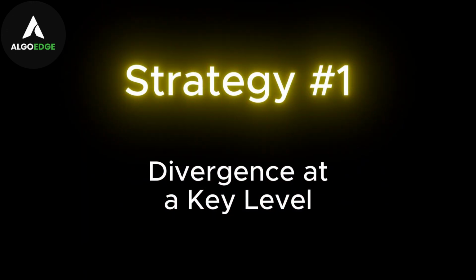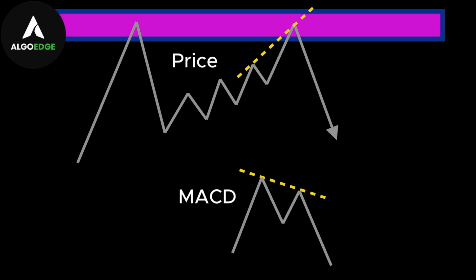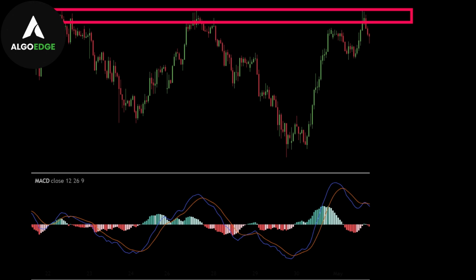Strategy number 1, identifying divergence at a key level. Let's start with an uptrend. First, you identify your key resistance level using these 3 swing points. These 3 levels are extremely important because every time the price reached this area, it experienced a strong rejection.